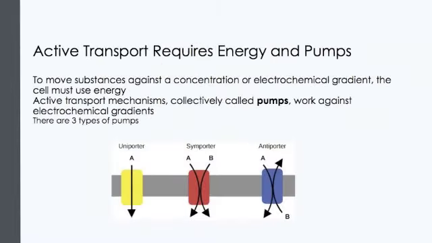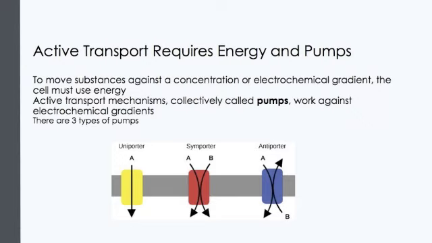So now that we've discussed energy a little bit, let's move back to active transport. Active transport requires energy and pumps. To move substances against a concentration or electrochemical gradient, the cell must use energy. Active transport mechanisms, collectively called pumps, work against electrochemical gradients, and there are 3 types of pumps.